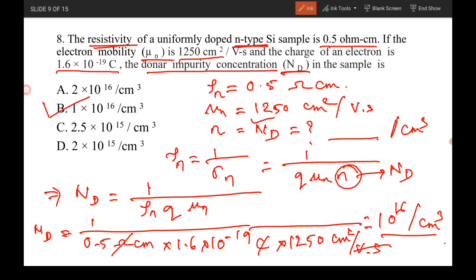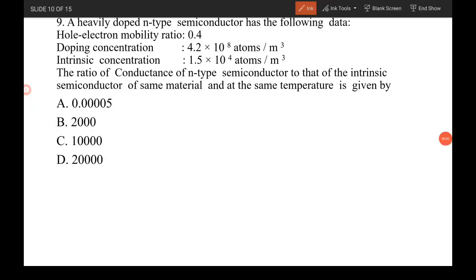Now next move on to the next question. Here in this question you can see it is given that a heavily doped n-type semiconductor has the following data. Electron to hole mobility ratio is 0.4. So here the mobility ratio is given, that is hole to electron, mu p by mu n ratio is how much? 0.4.